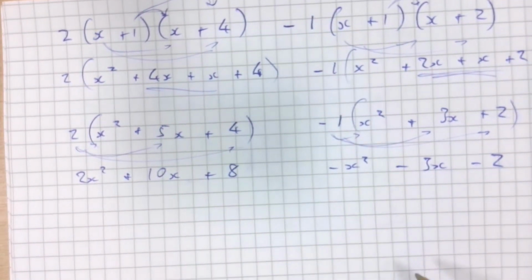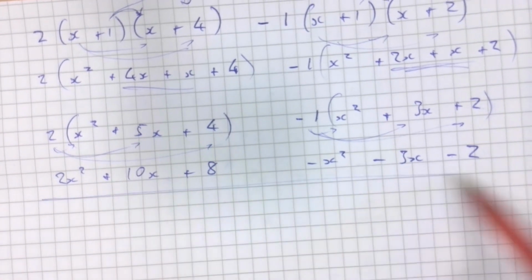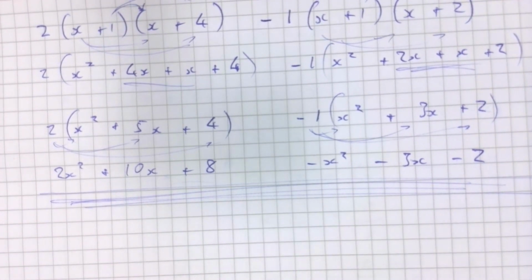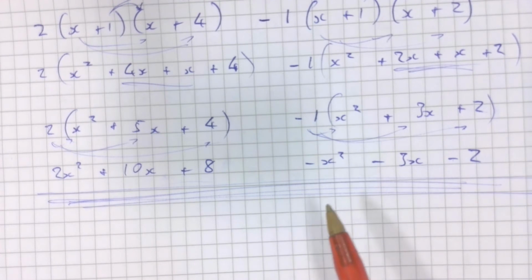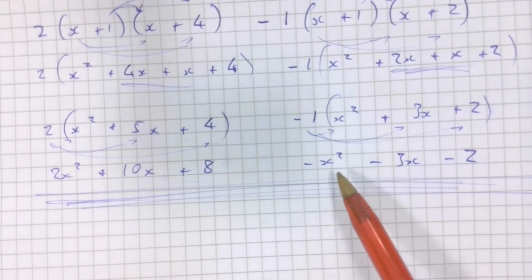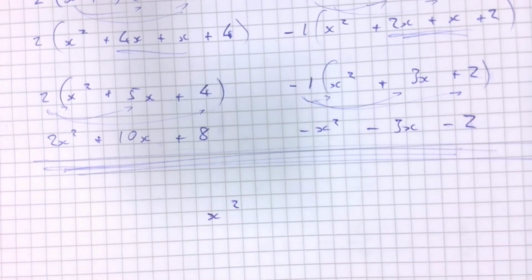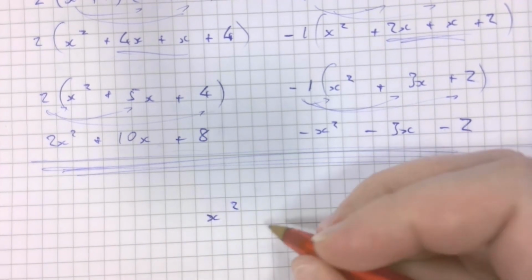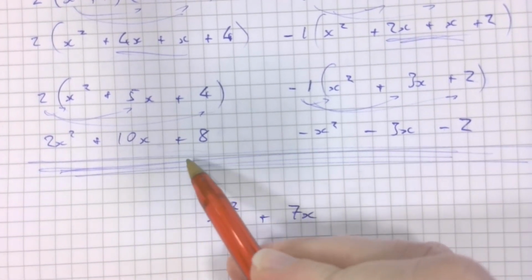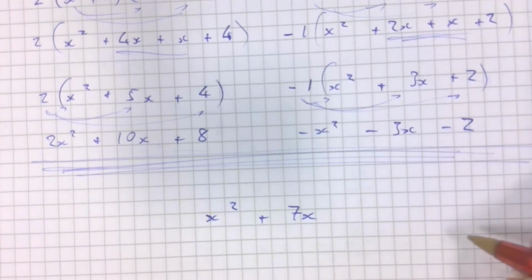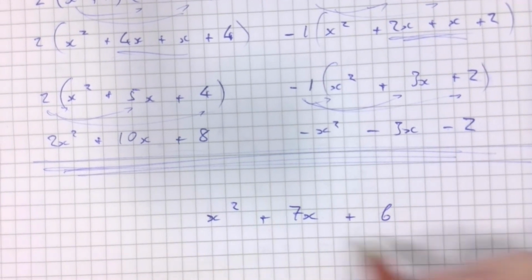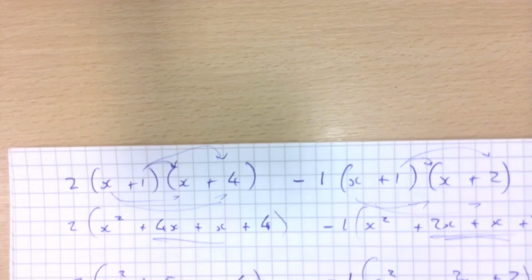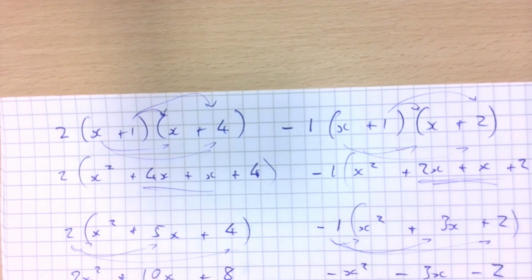So this line of work that I've got on the bottom, all 6 of these terms exist in the same expression. So we can collect them together, we can simplify. There's 2x squareds here, and there's a -x squared here. That makes x squared. There's a 10x here, there's a -3x here. That's 10 minus 3, 7x. And then this +8 and this -2, 8 minus 2, that's 6. All right, that, my friends, is the simplified form of that expression line that we had at the top.